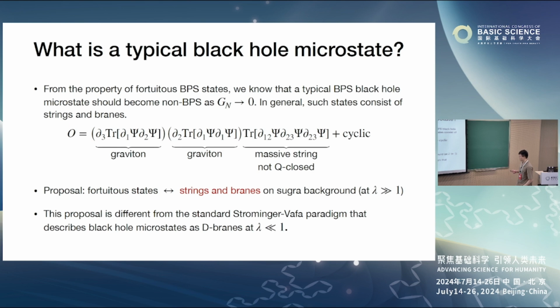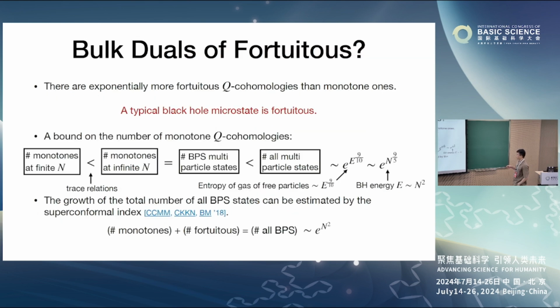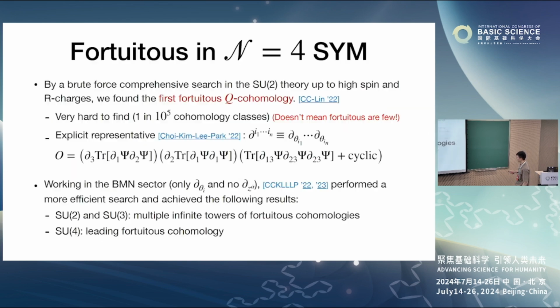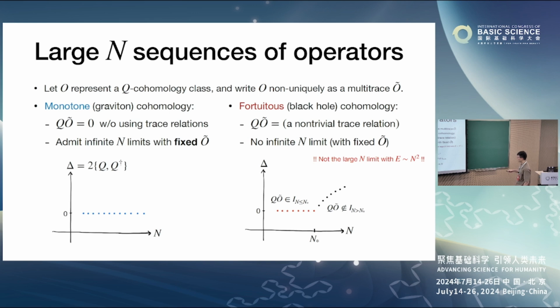But we do not actually just want to know the number of them. We also want to have at least some knowledge about what these fortuitous BPS operators are. And again, we can try to know what they are by considering the large N limit, that is the weak gravitational coupling limit. From our previous discussion, we see that if we take some fortuitous BPS state and take the large N limit, at some particular N star, they will become non-BPS.